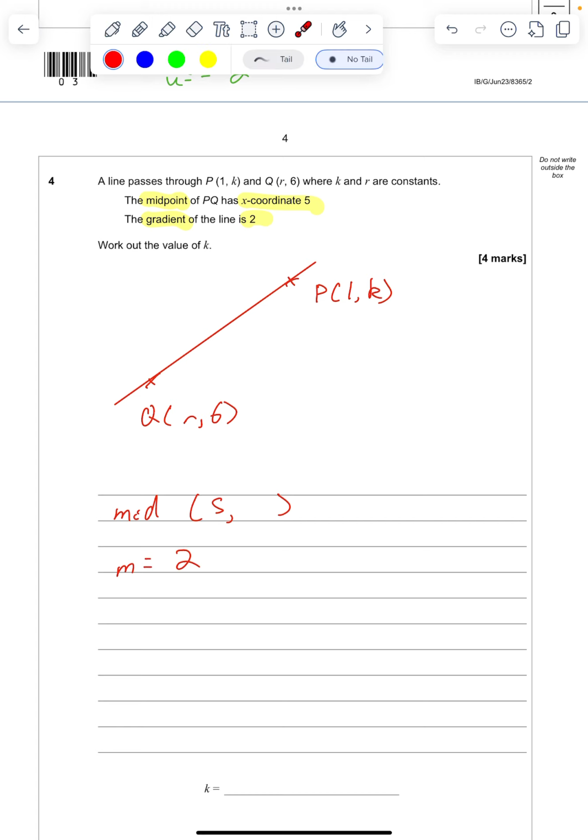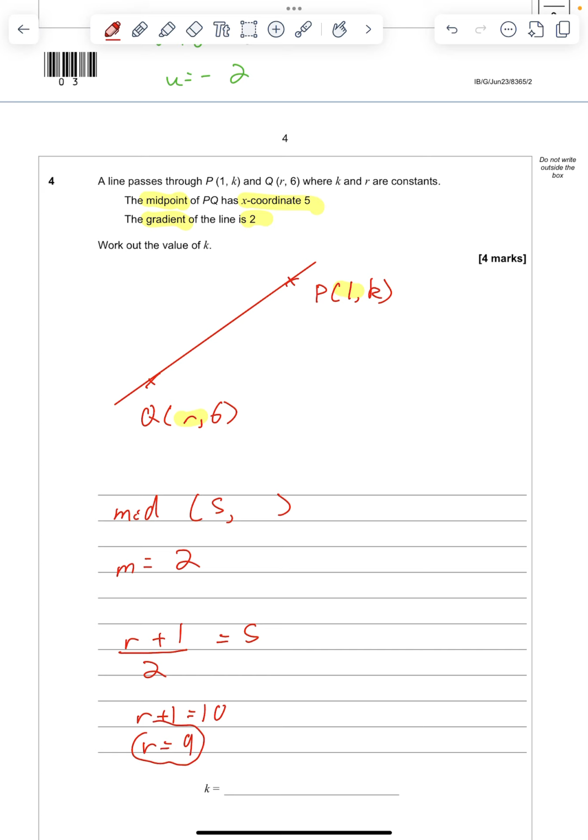Now to get the midpoint of points, and we're just looking at the x coordinate here, so we're looking at r and 1, you just add the x coordinates together and you halve them. So to look at the midpoint, we take r plus 1 and you halve it, to get the midpoint, and we know that's equal to 5. So you've got an equation here, which you can solve by timesing by 2, so r plus 1 will be equal to 10, therefore r must be equal to 9.